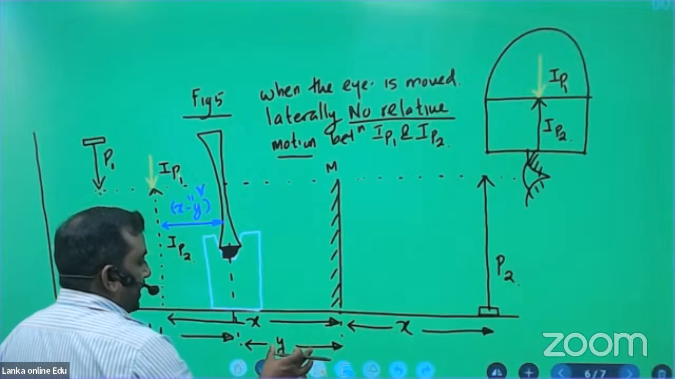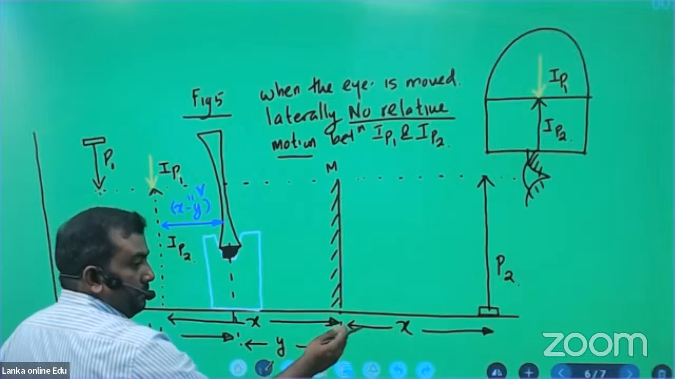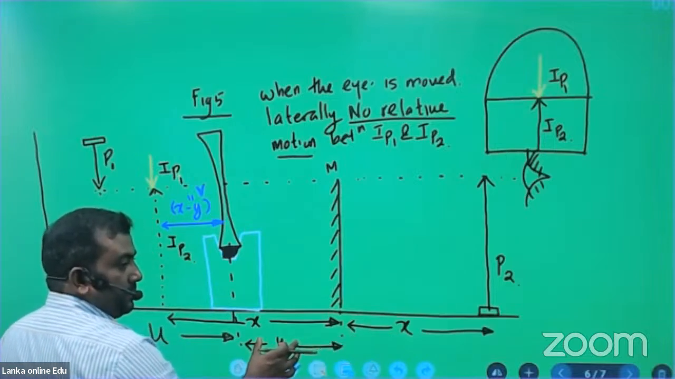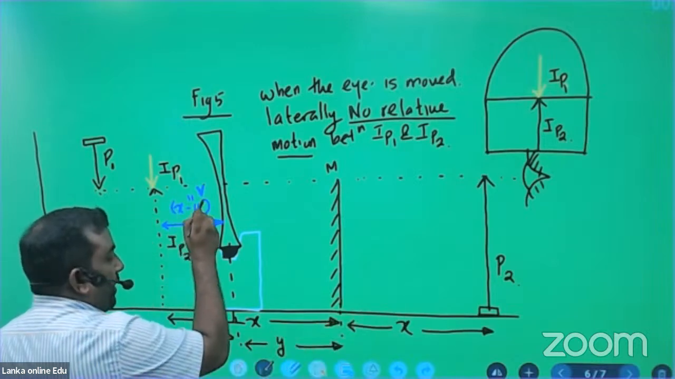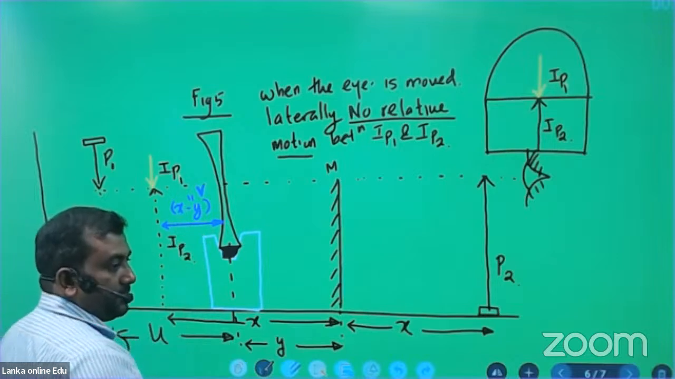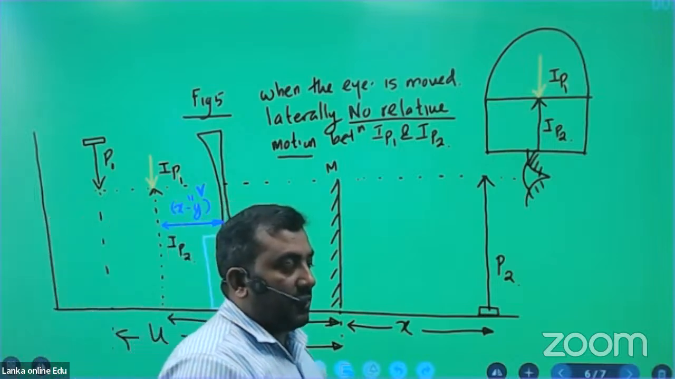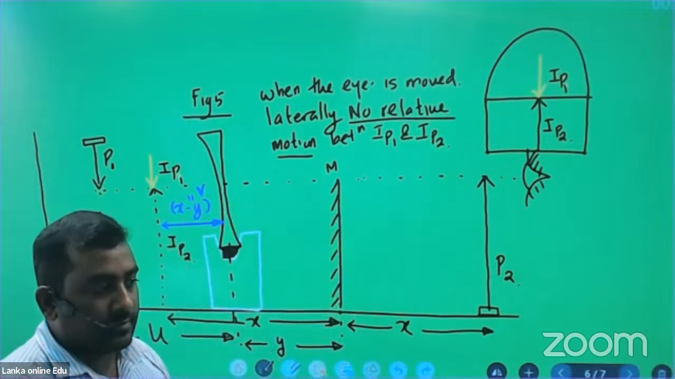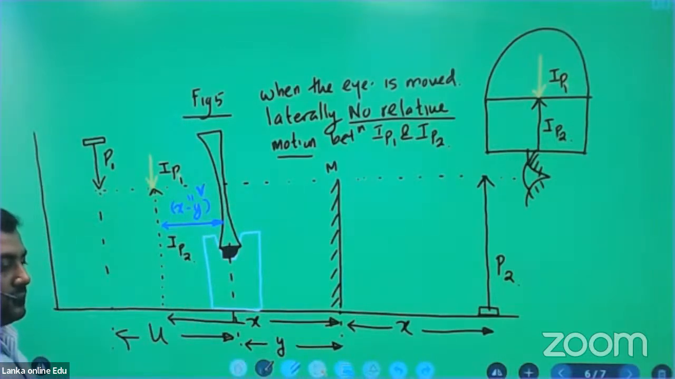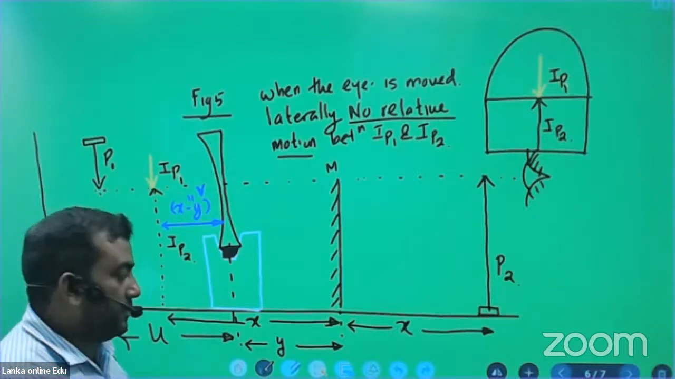By measuring x and y, we can find the image distance. Okay?